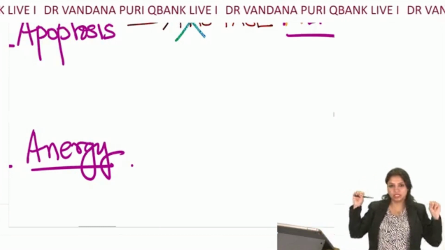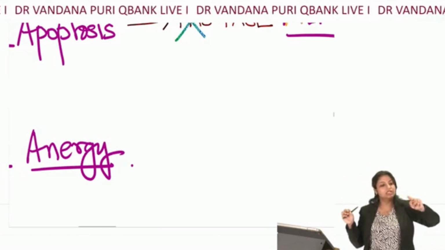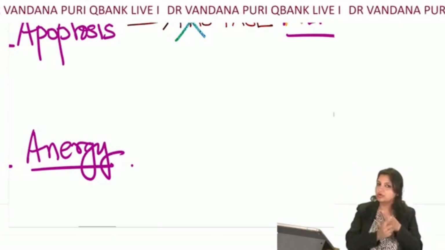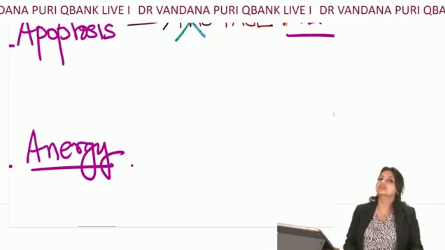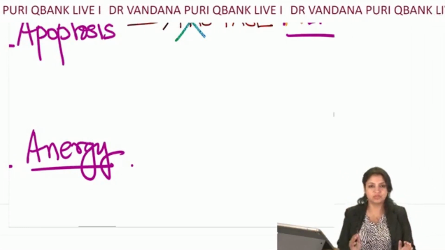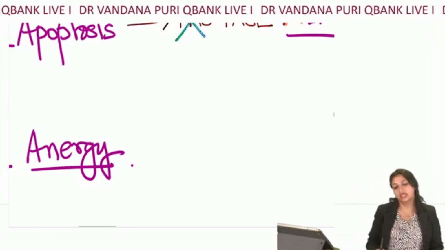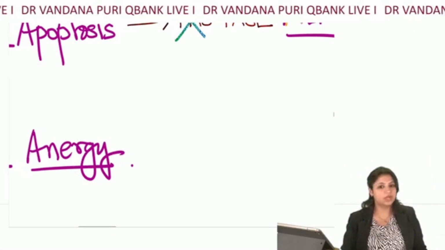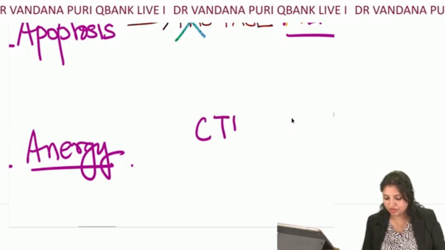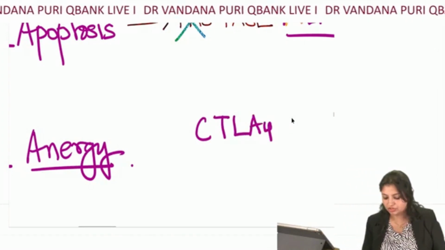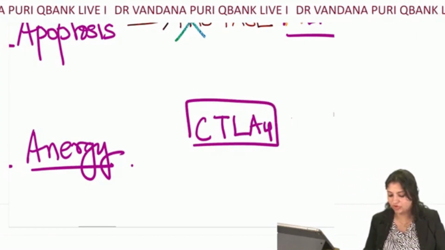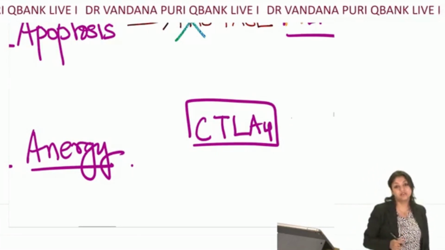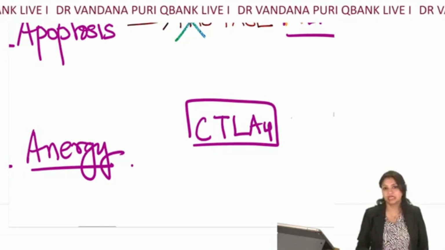Normally you require two signals for T cell activation, signal 1 and signal 2. If you don't receive signal 2, T cells will not get activated, they will become silenced. This procedure is called anergy, and it is a mechanism of peripheral immune tolerance. And here we have a very important molecule that I have already explained in a detailed video before, CTLA4, which is very important in silencing.